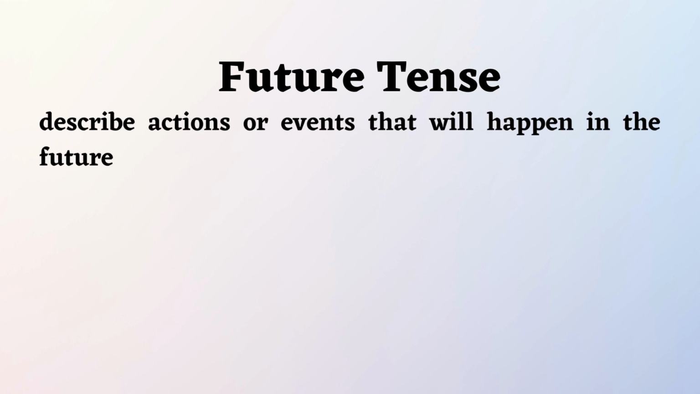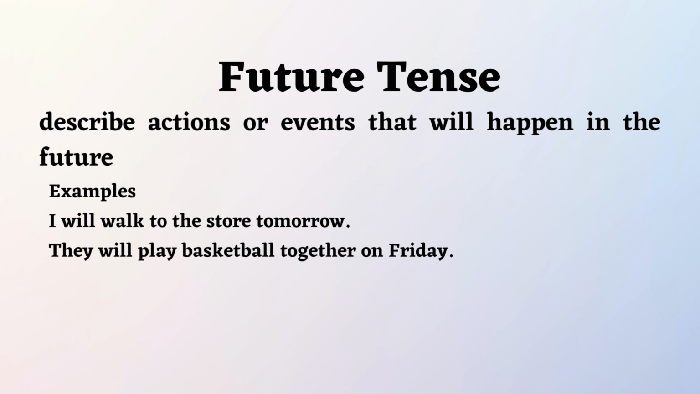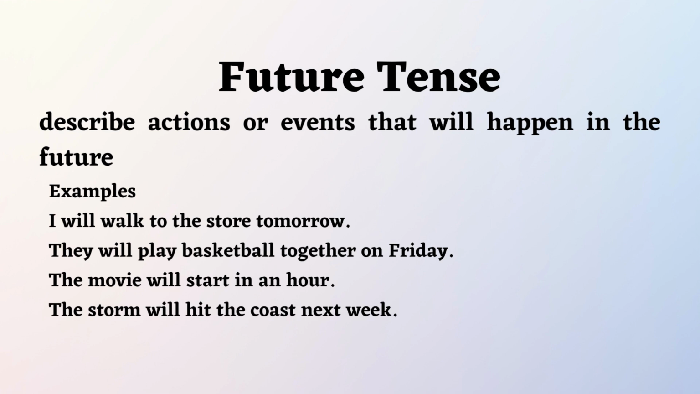Future tense describes actions or events that will happen in the future. Examples: I will walk to the store tomorrow. They will play basketball together on Friday. The movie will start in an hour. The storm will hit the coast next week.